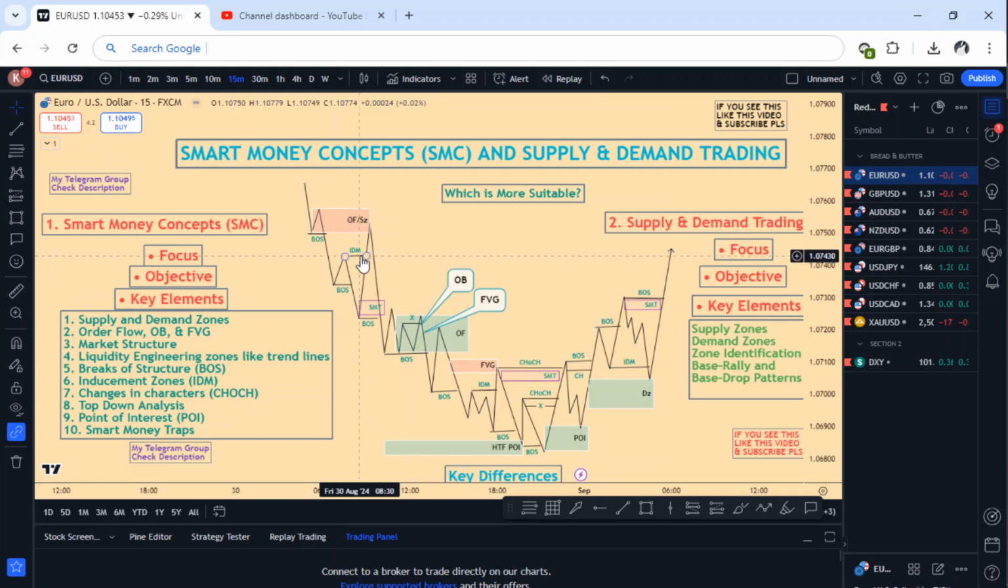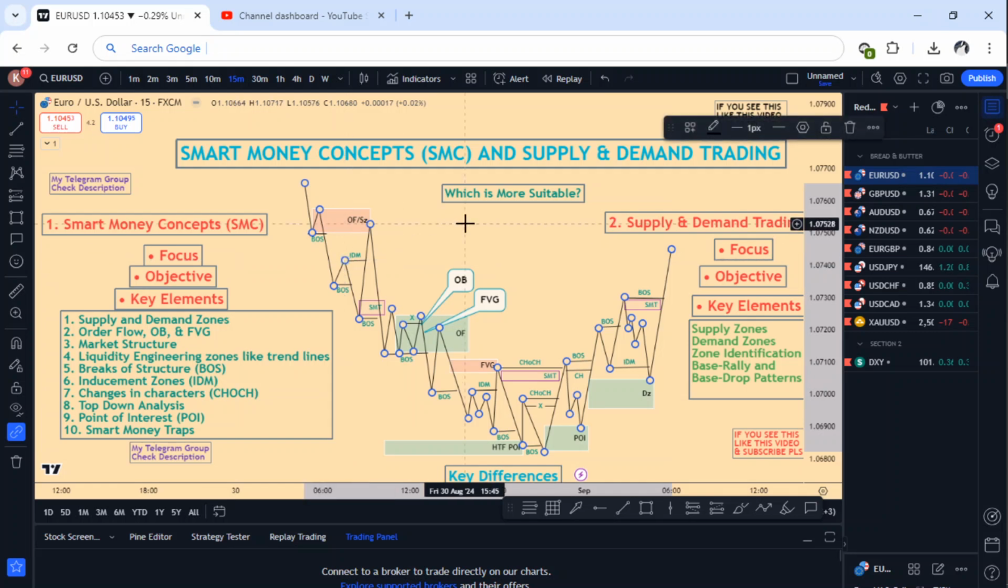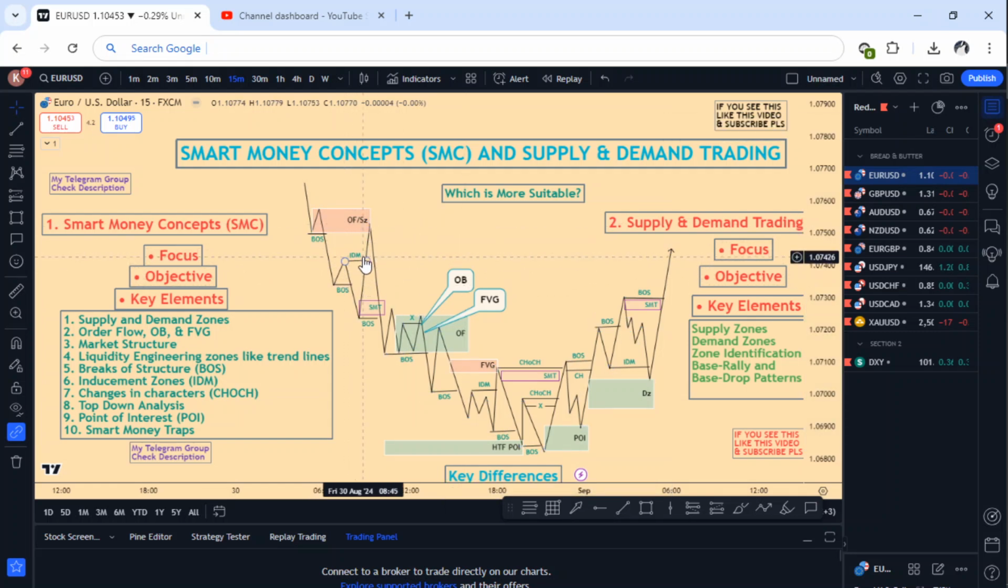There is also an IDM taken, this price movement that is always a 50% price pullback that caused the break of structure. Most likely it's always an inducement zone. So when the market reaches it, it taps the higher time frame supply zone, order flow, and then it drops. So this is what is called a base, then a rally.